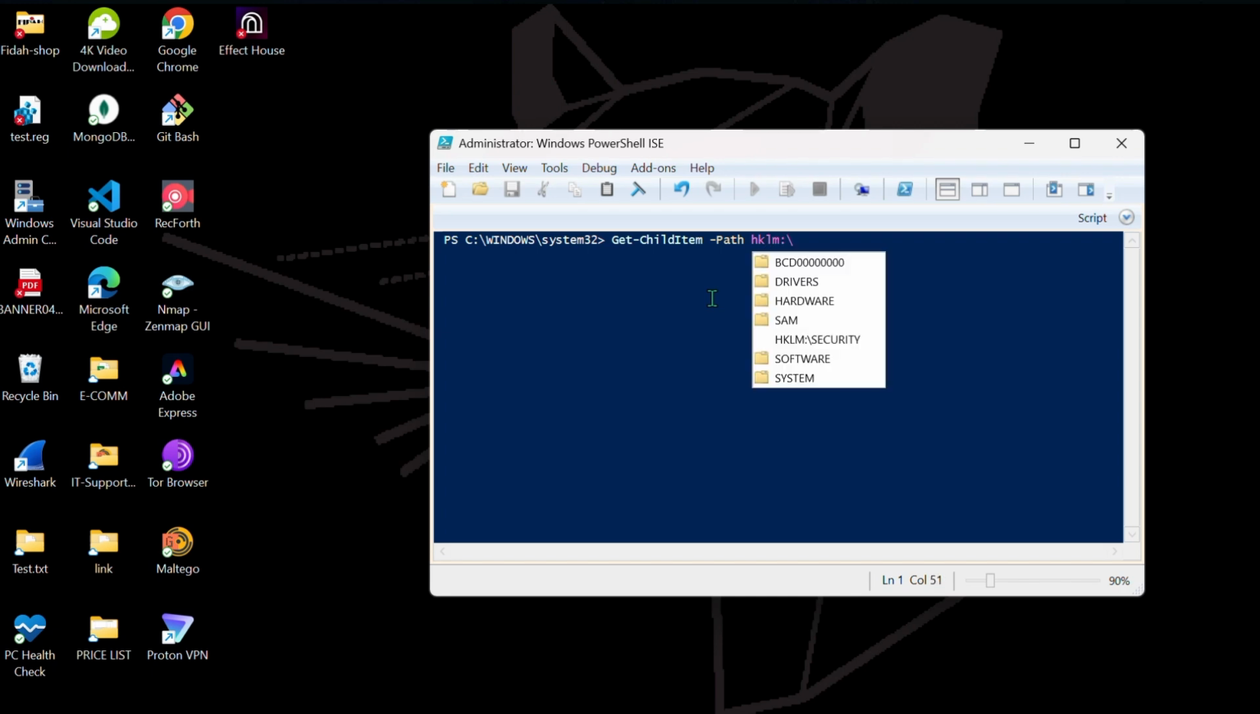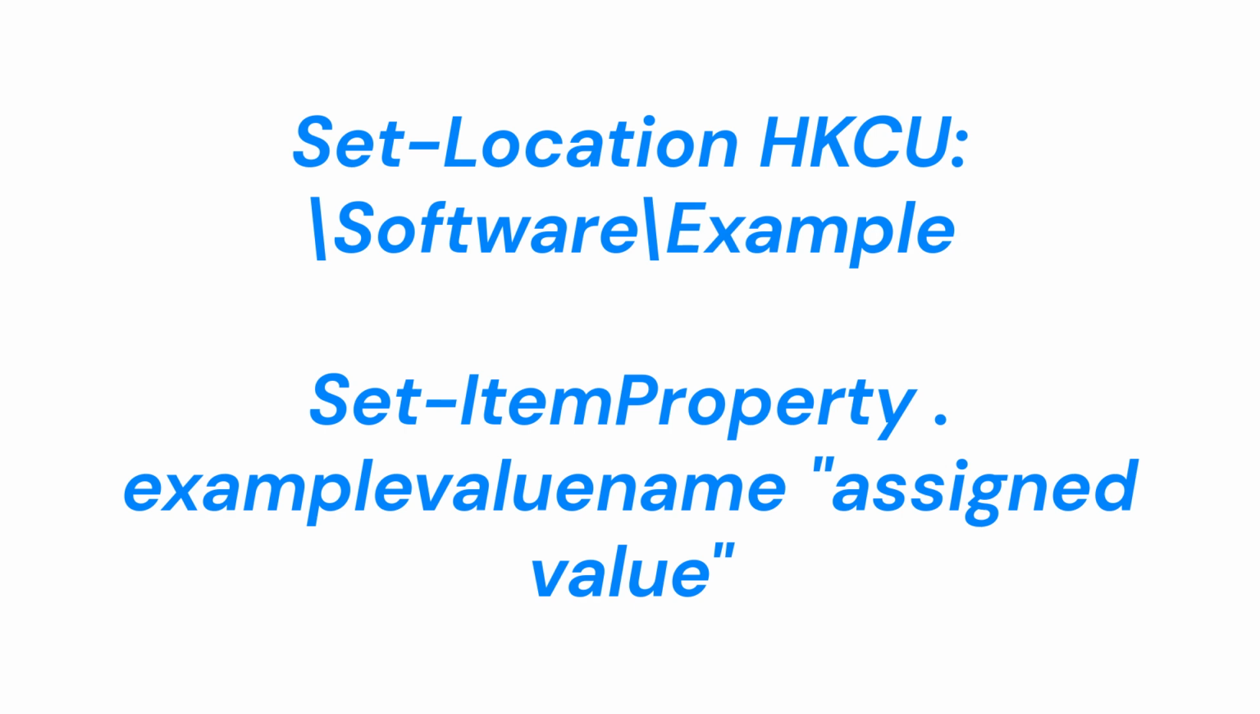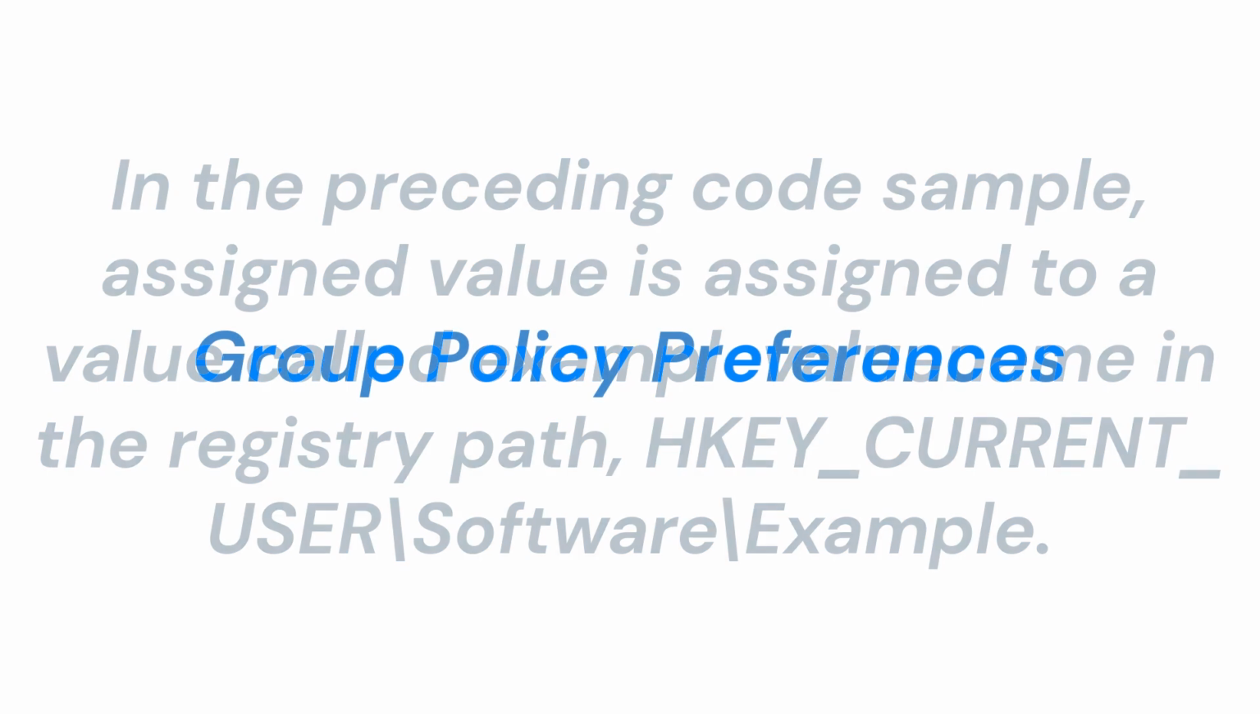To modify registry values, you must use the Set-Location cmdlet to change to the appropriate registry drive. Use the Set-ItemProperty cmdlet to assign a new value to the registry property. For example, in the preceding code sample, a value is assigned to a value called example value name in the registry path HKEY_CURRENT_USER\Software\Example.